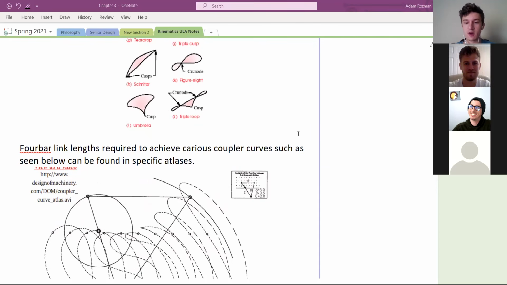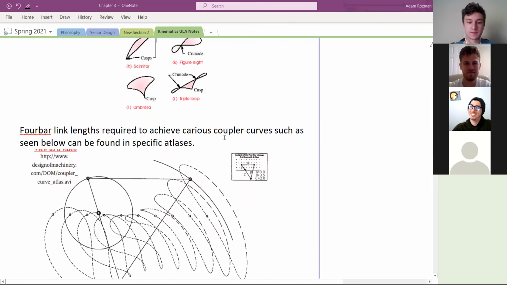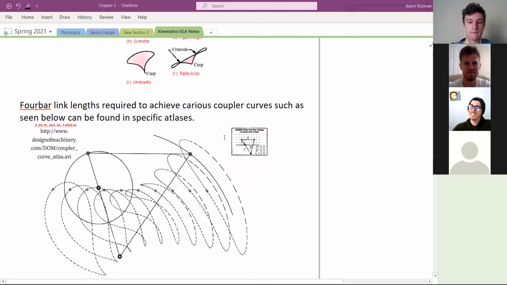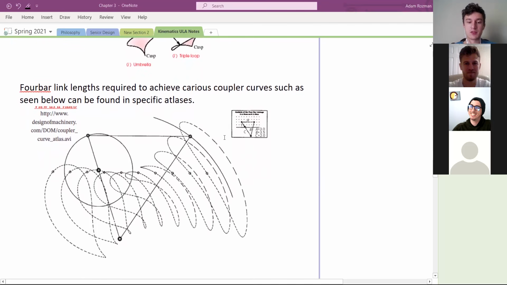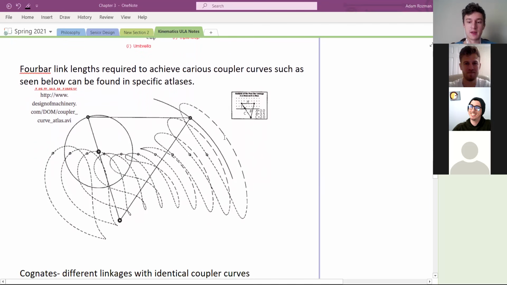Christopher says you can use cardboard. Yeah, if you want to make a cardboard model, that works too. And Massimo says you can draw it out on paper too, but it does take a very long time.